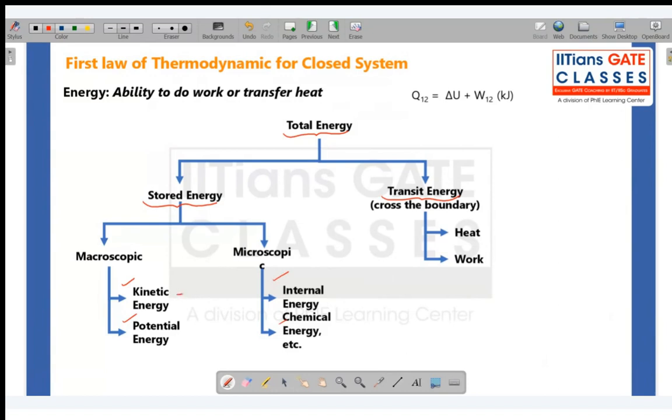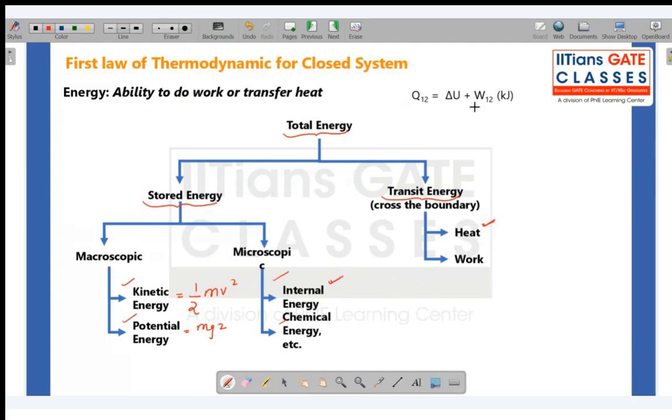Okay. Now this I am not going to discuss. I think you are all aware what is kinetic energy, mv square. We all have been doing this from 11th and 12th. And what is potential energy? Mgz. What I am going to discuss, I will discuss a bit about internal energy, heat, and enthalpy. These are the three things I am going to discuss, and then we will move to open system.